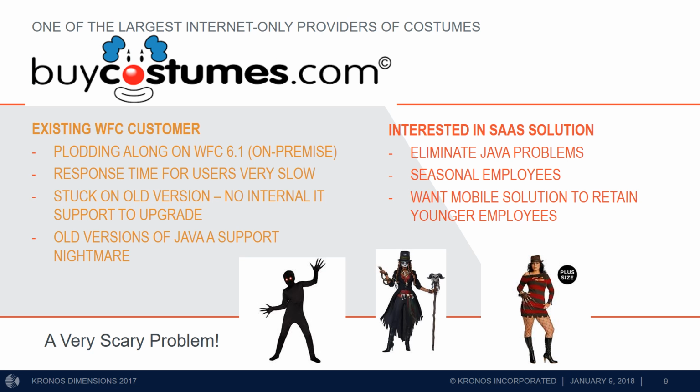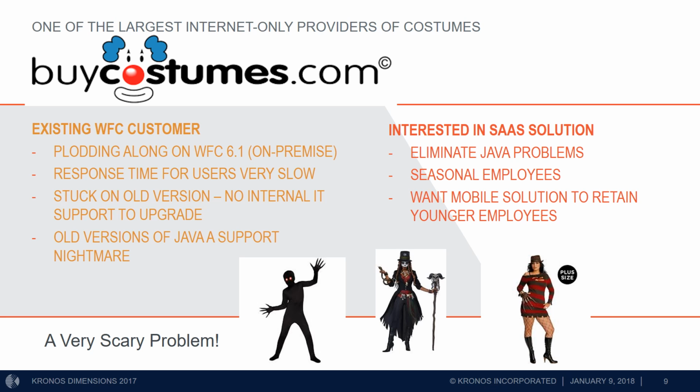So my customer is buycostumes.com. They're the largest internet-only provider of costumes worldwide. They're an existing customer running on 6.1 on-premise. They have some very specific technology issues or pain points regarding Workforce Central. It's very slow response time, even in an on-premise deployment. They are stuck on a very old version because they have no internal support to get them to upgrade. And because they're on an old version, they have to support the old version of Java, which is causing problems with other applications they're running on their client PCs.